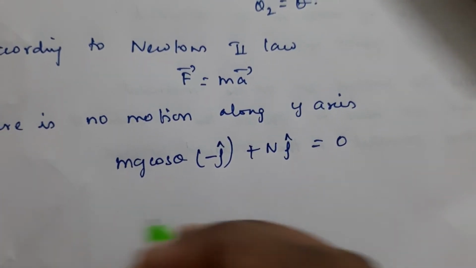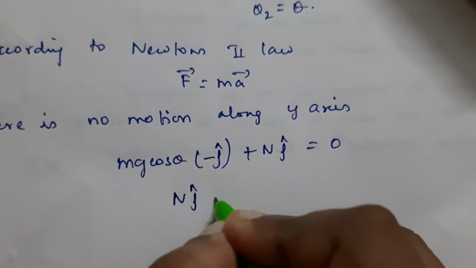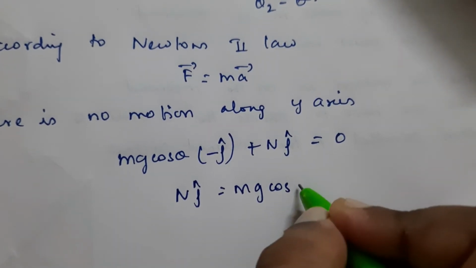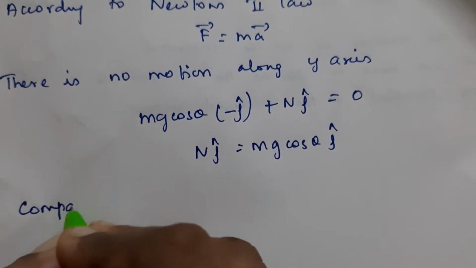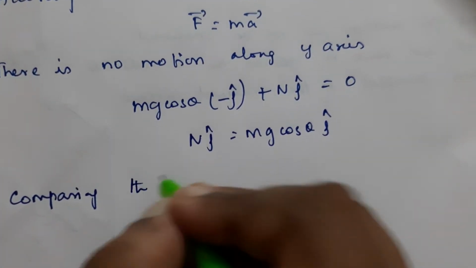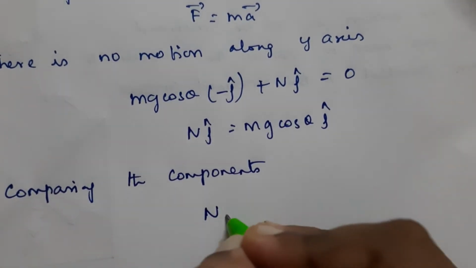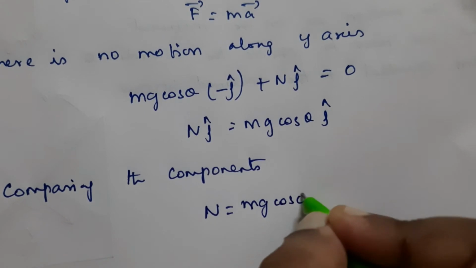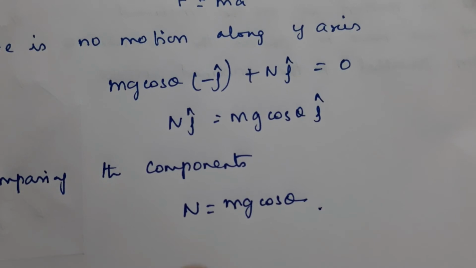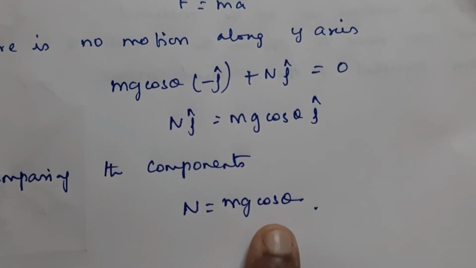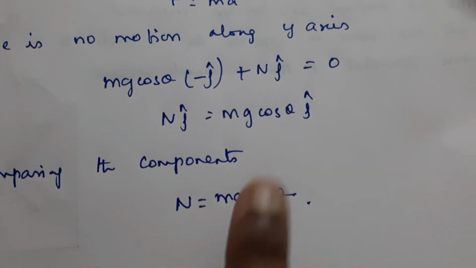Now comparing the components, this can be written as N j vector is equal to mg cos theta into j vector. Now comparing components of j vector, what will I get? N is equal to mg cos theta. So the normal force exerted is equal to mg cos theta. So the normal force and mg cos theta are the same.